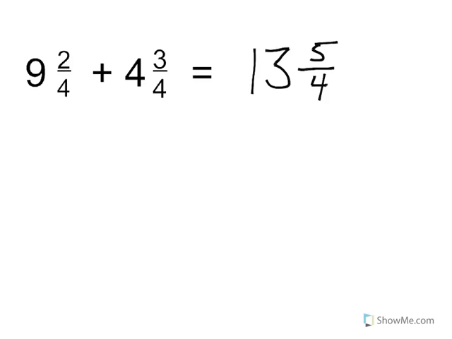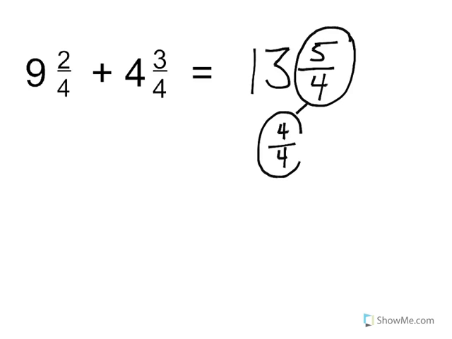Now, my fraction 5/4 is greater than 1, so we can't leave it that way. I'm going to go ahead and circle it, and we're going to do number bonds. Here I'm going to show that I can take one whole out of 5/4 by taking a group of 4/4. 4/4 is equal to one whole because the numerator and the denominator are the same number. Now, 4/4 plus 1/4 would give me 5/4. So 5/4 breaks down into 4/4 and 1/4.